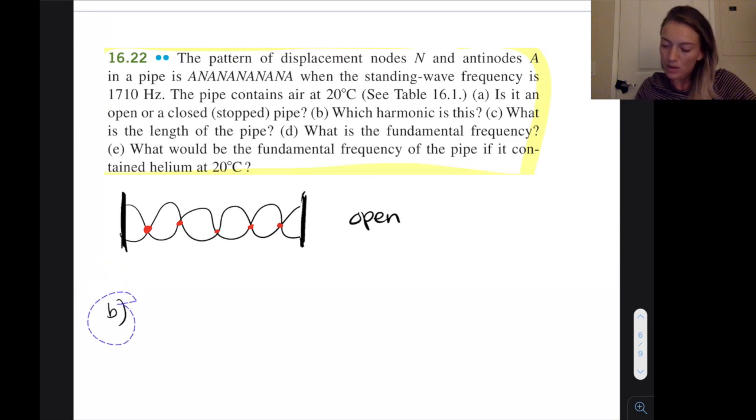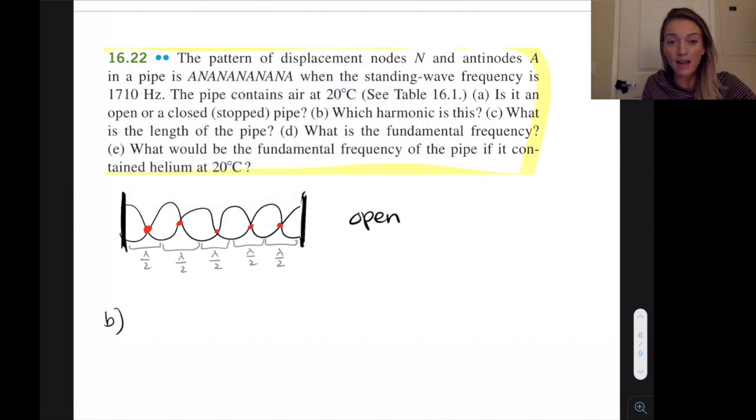So we know that for the harmonics of an open pipe, remember it can support half wavelengths. So I see here, this is a half wavelength. This is a half wavelength. This is a half wavelength. This is a half wavelength. And this is a half wavelength, right? So from antinode to antinode is a half wavelength. So I see 1, 2, 3, 4, 5. So I see 5 half wavelengths. So that means it's my 5th harmonic. It can support 5 integer numbers of half wavelengths. So n equals 5.